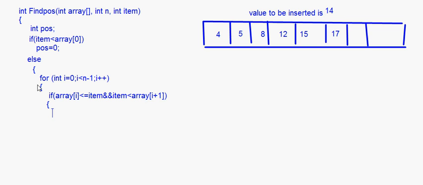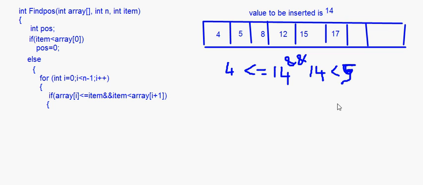Okay. Now let's see this. Now our item was 14. So now I start from 0. If array 0, that is 4, is less than or equal to 14, and the second condition is 14 is less than 5. Now the first condition is true, the second condition is false. There is an and in between, right? So that means both the conditions have to be true. So this condition is not true, so it goes to the next element.